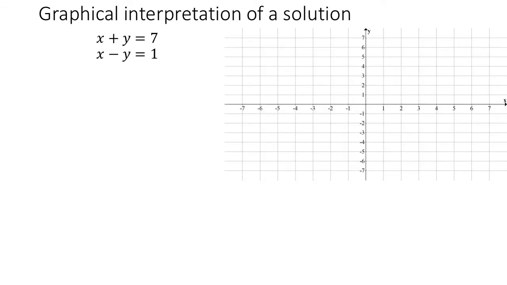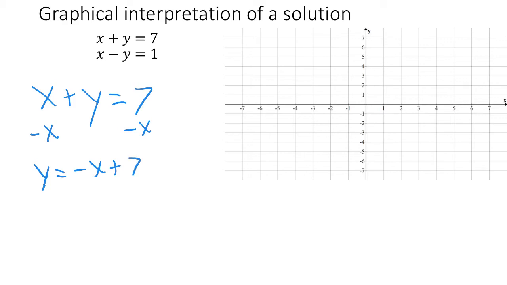Now let's look at the graphical side of systems. Here we have the system we were working with earlier, x plus y equals 7, x minus y equals 1. Each of these is a linear function, and so we can graph them just like we've graphed lines in the past. We'll need to get each one into slope-intercept form to do that. For the first one, we have x plus y equals 7, and we can subtract x from both sides to see that y is equal to negative x plus 7.